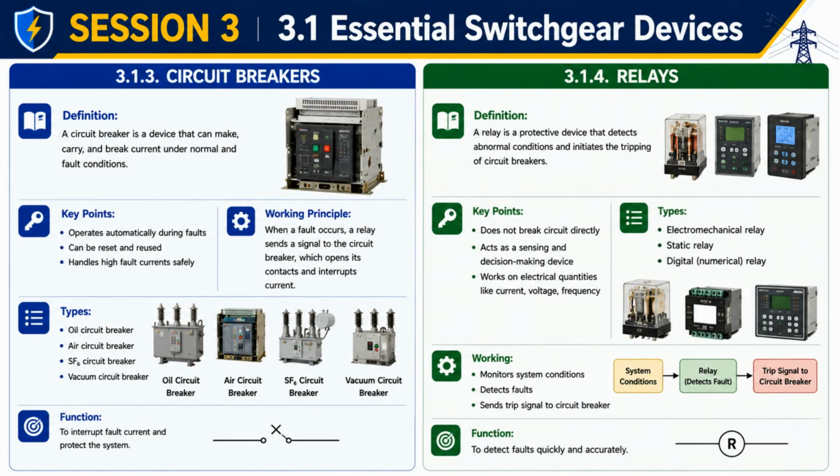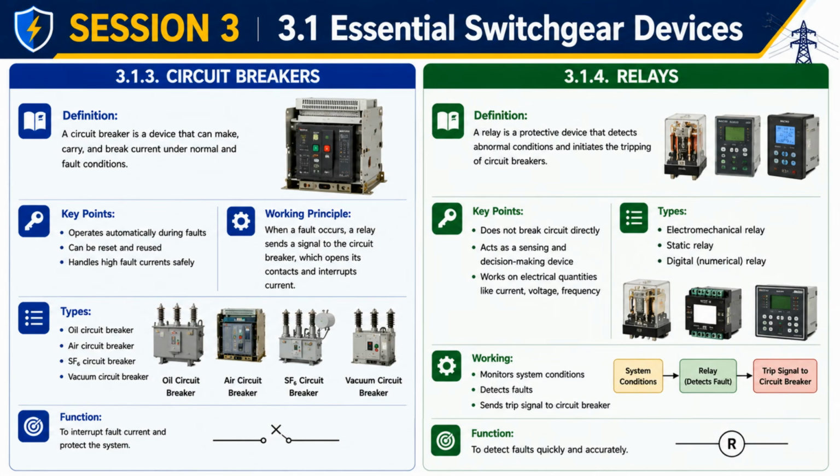Relays. Definition. A relay is a protective device that detects abnormal conditions and sends a trip signal to the circuit breaker. Key points. A relay does not break the circuit directly. It acts as a sensing and decision-making device. It monitors electrical quantities such as current, voltage, and frequency. Types of relays. Electromechanical relay, static relay, digital or numerical relay.